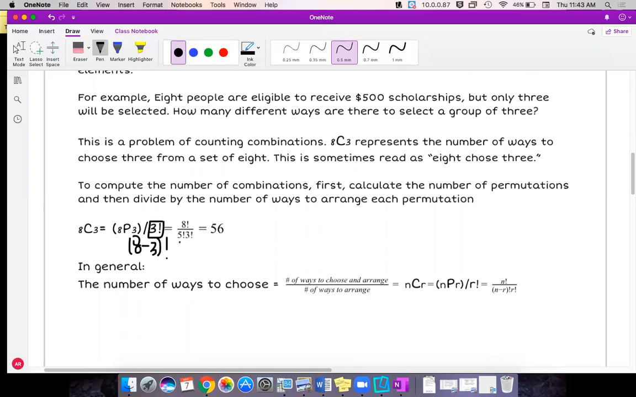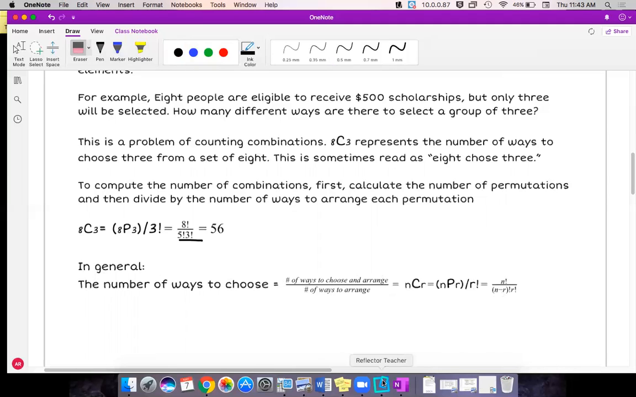Times 3 factorial. So that's how you get this 5 factorial here. Okay, so in general, the number of ways should be the number of ways to choose and arrange. So your permutation, nPr, divided by the number of ways to arrange, which is going to be r factorial. And then that becomes n over n minus r factorial. Oh, maybe not. Maybe I did that right. I think this is probably fine.